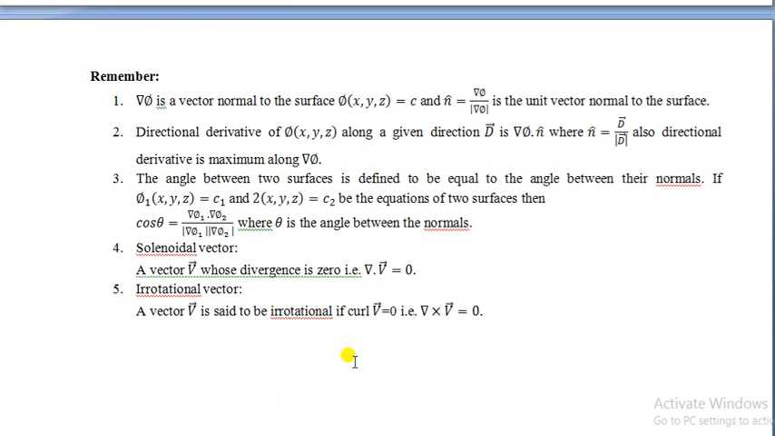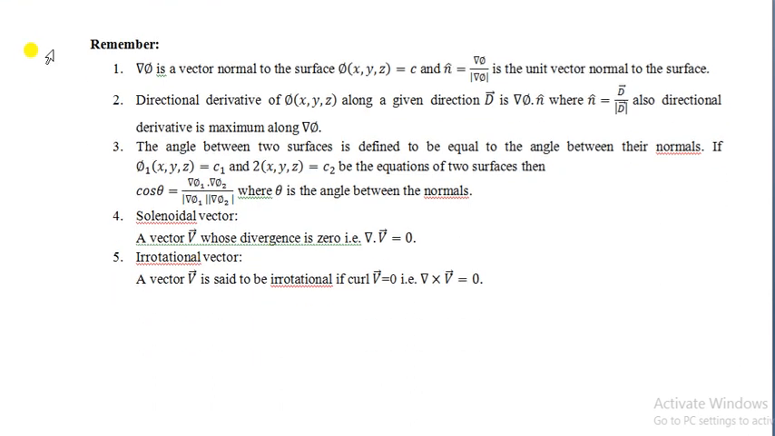Then in vector fields we remember some important points here. So del phi is a vector normal to the surface phi(x, y, z) = c. So n cap is equal to del phi divided by mod of del phi. It is called the unit vector normal to the surface. So this is the formula for calculating the unit vector normal to the surface, that is n cap equal to del phi by mod of del phi.